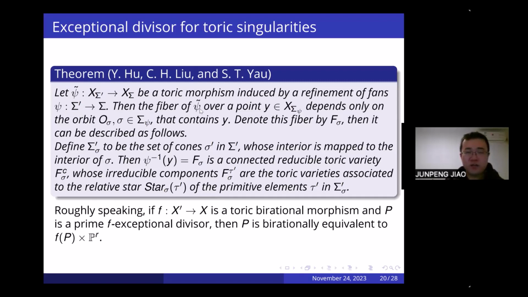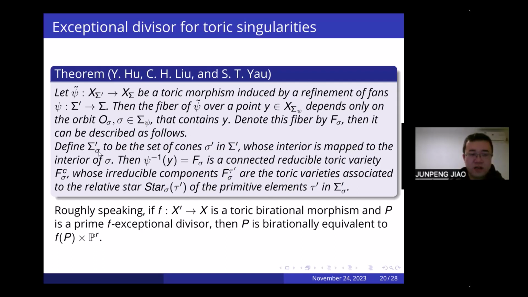Then the fiber of—actually they proved this result for any toric morphism. And here we only need to consider refinement of phase because for the toric case we can resolve the singularity by taking refinement of the phase. Then the fiber of this toric morphism over a point depends only on the orbit that contains its point. Denote this fiber by f sigma. Then this fiber can be described as follows.